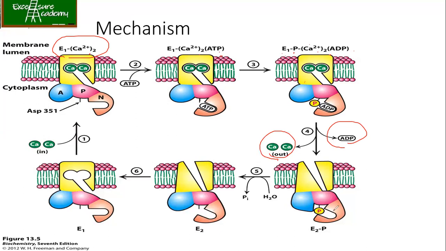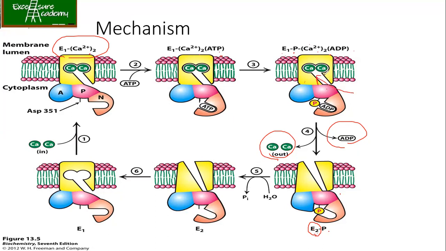What is left? Only E and P. So now the state is E2. Can you see the change over here? Now why do they say E2? If you see the change in the structure of the enzyme, there is a huge difference, right?